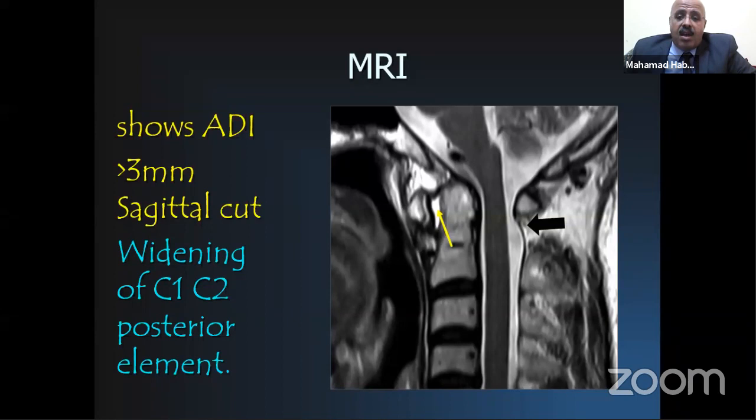MRI. MRI is also important to assess the neural tissue. And we can get a lot of findings like atlantodental interval more than 3 mm, the yellow arrow. The black arrow posteriorly shows widening of C1, C2 posterior element. This means the posterior element or the posterior ligaments are torn.